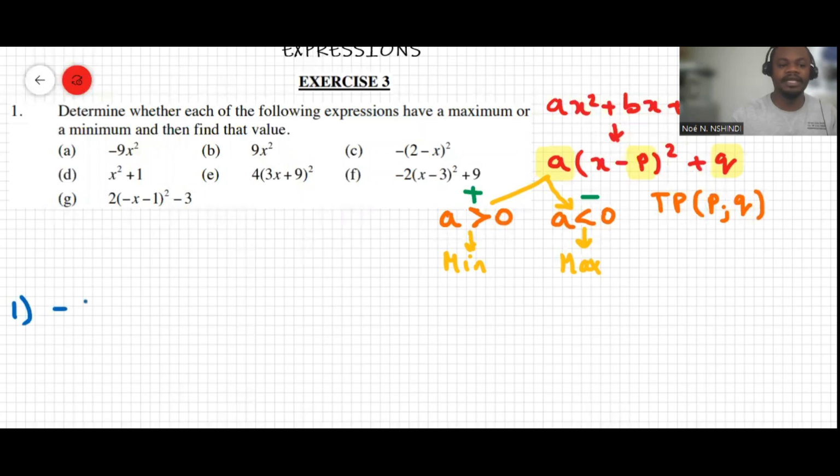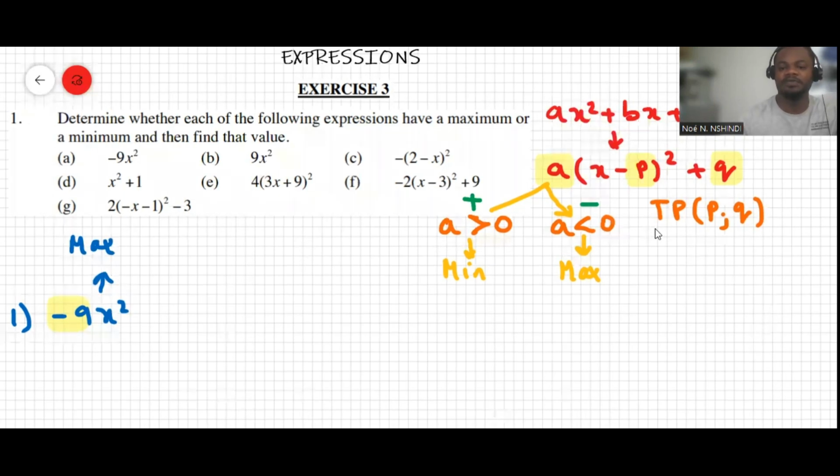is given by negative 9x squared. Over here, the leading coefficient is negative, so negative 9. Then we understand that this expression here has a maximum, because it has a maximum value. Now, how can we get that maximum value? Because we said it must be of this form.